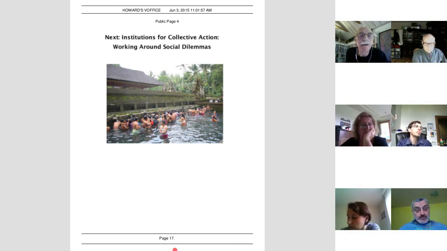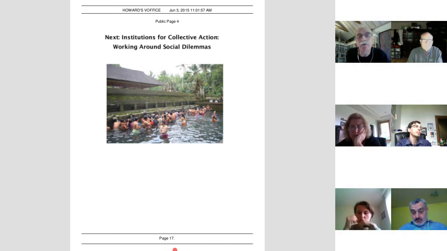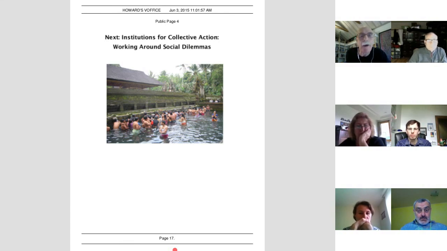Elinor Ostrom discovered, researched, and gave us a pretty good understanding of workarounds of the prisoner's dilemma and the tragedy of the commons. She called them institutions for collective action, workarounds for social dilemmas.